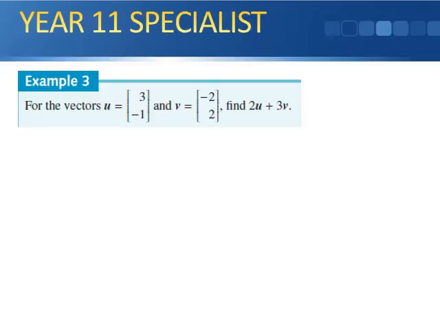Example 3. For the vectors u and v, find 2u plus 3v. So 2u plus 3v will equal 2 times the u, which is 6 and -2, plus 3 times the v, which is -6 and 3 2s are 6. Add them together. 6 and minus 6 is 0. Minus 2 plus 6 gives me 4. So it's 0, 4.